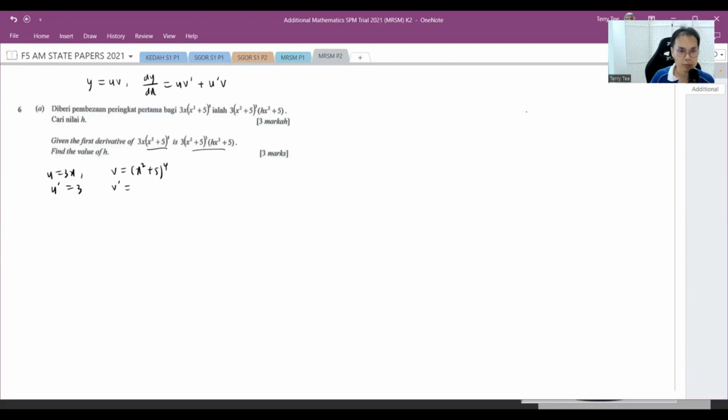Well, my v' will be, bring the power down, copy the bracket. I'm using the composite function. I bring the power down, copy the bracket, reduce the power by 1, and differentiate inside. Differentiate x squared, you should get 2x. I hope you remember this. This is the composite function formula. If y equals k[f(x)] to the power of n, when you differentiate this, you bring the power n in front, you copy your f(x), you reduce the power by 1, and you differentiate whatever is inside the bracket.